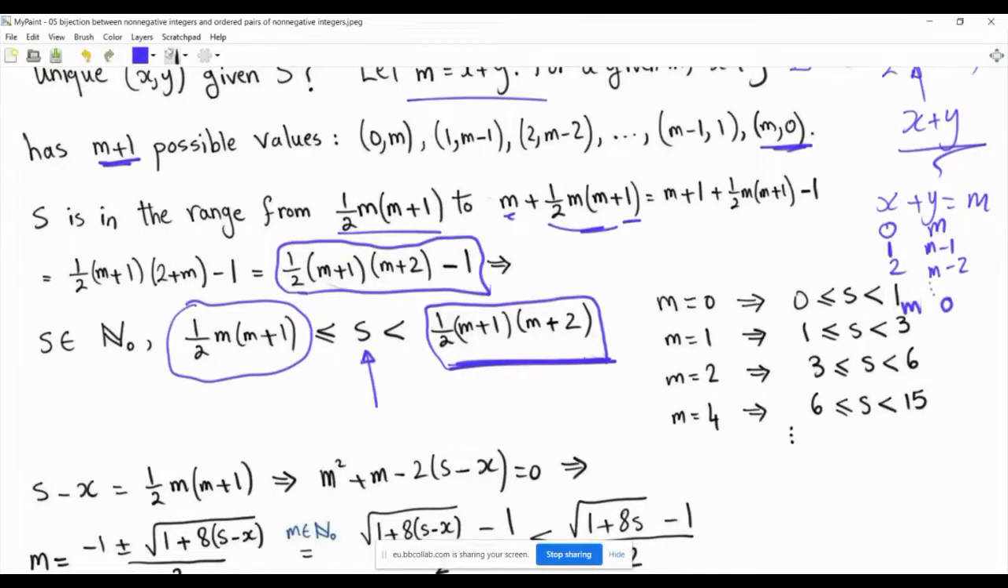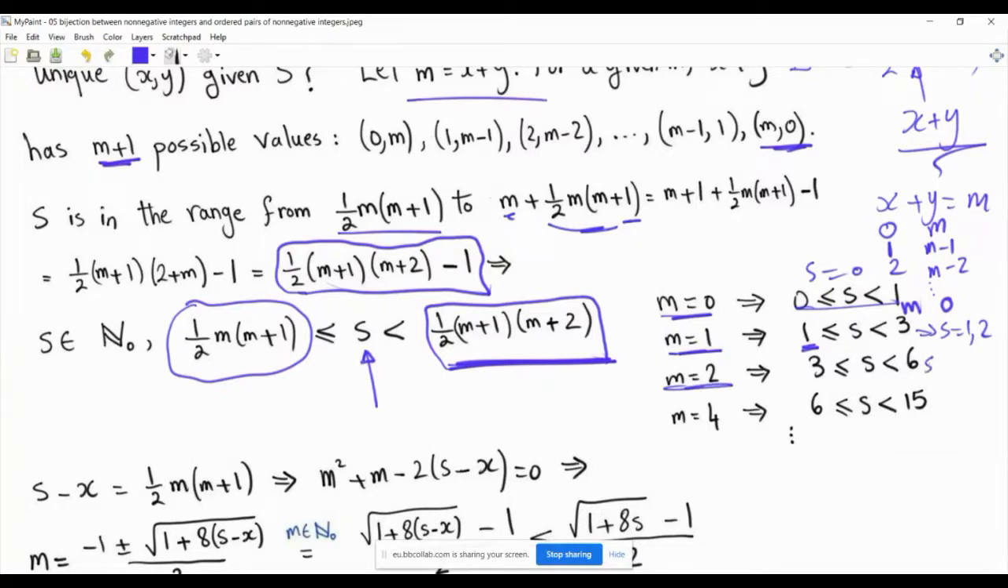Okay, and if you run the numbers, so if m is equal to 0, then x is 0 and y is 0, and there is no other possibility. And in that case, s is equal to 0, right? It is strictly less than 1, and it is greater than or equal to 0, so s is equal to 0. Now, if you promote m and make it equal to 1, then actually there are two possibilities. X is 0 and y is 1, or x is 1 and y is 0. And in that case, s will be greater than or equal to 1, but strictly less than 3. So here, s is equal to 1 or 2.